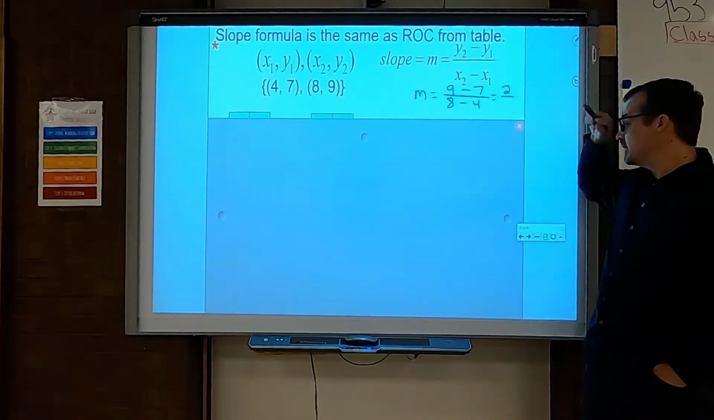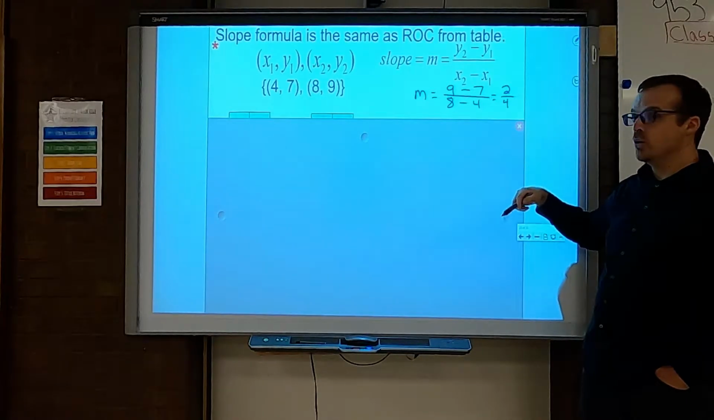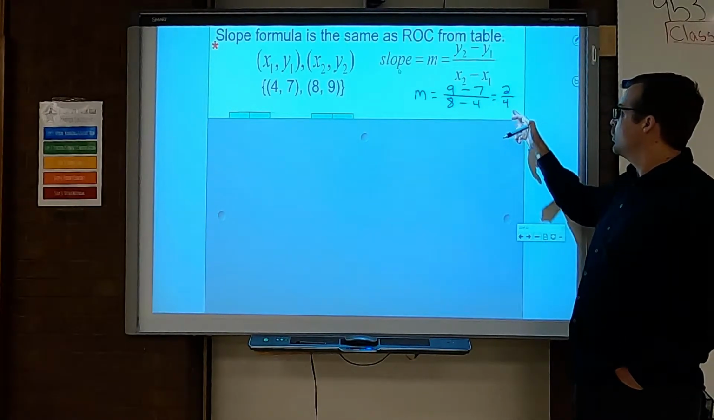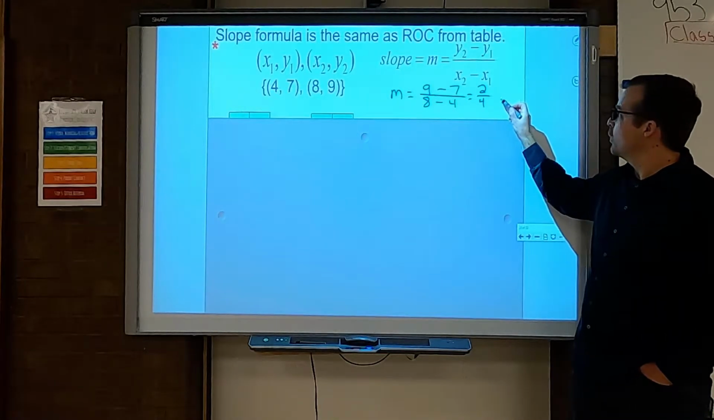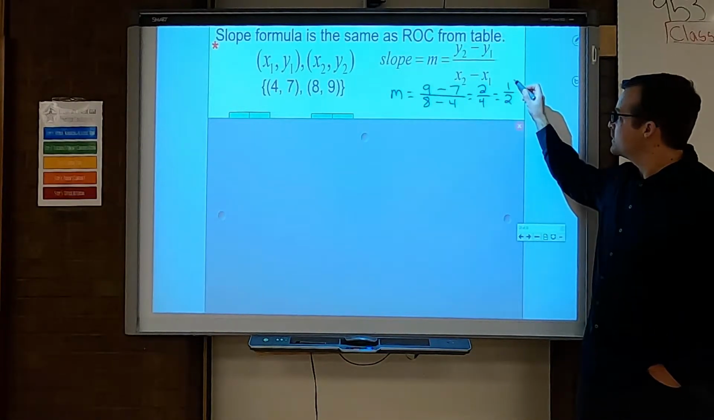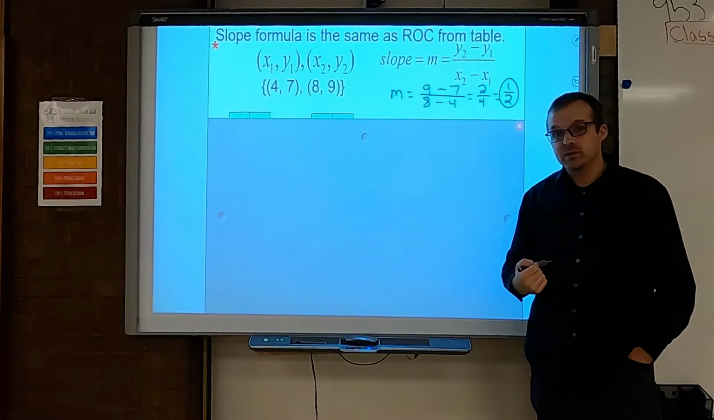8 minus 4 is 4. And then 2 over 4 would reduce down to 1/2, right? So let me just move this over a little bit so I can fit that in here. 2 over 4 is 1/2. Okay, so that would be our slope between those 2 points.